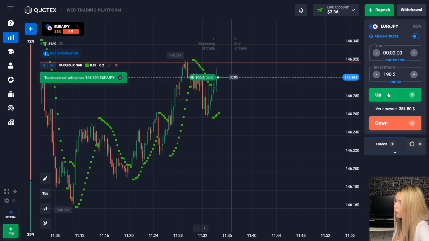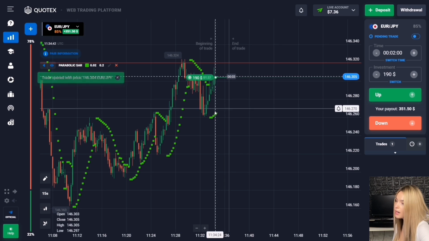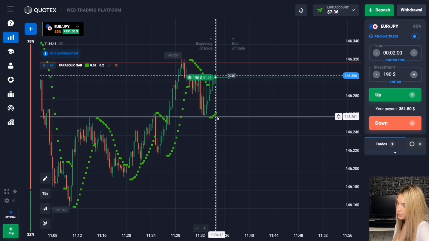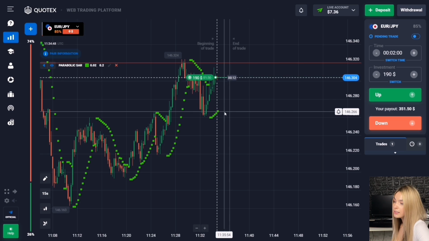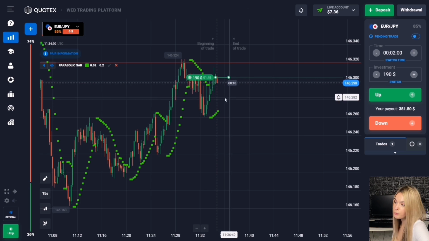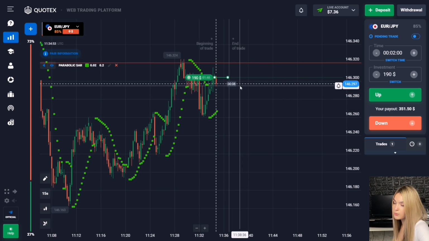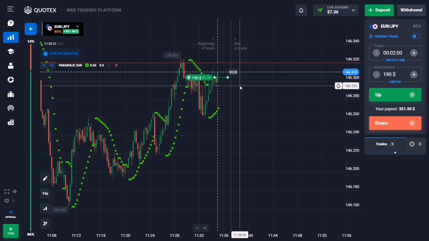The indicator also confirms our entry point. Several dots have already appeared, and it is more likely that the price will move up. It is also quite possible that this level will also be broken, or at least the price will just continue to move up. So guys, let's wait for the end of our deal.